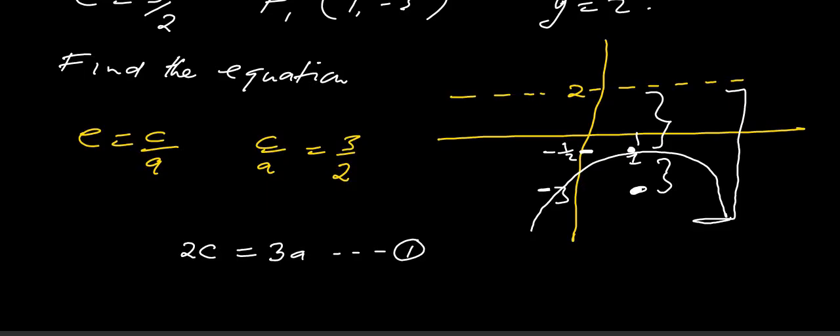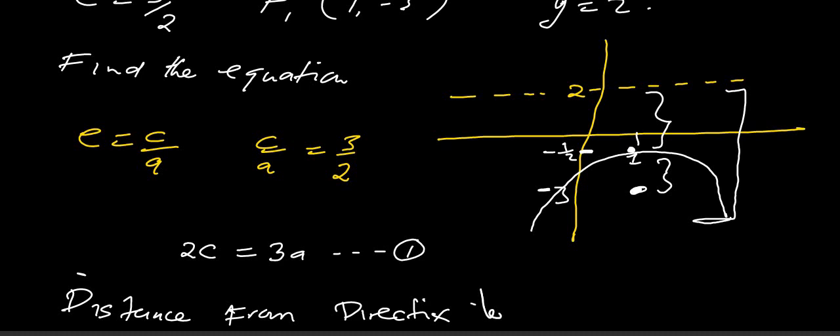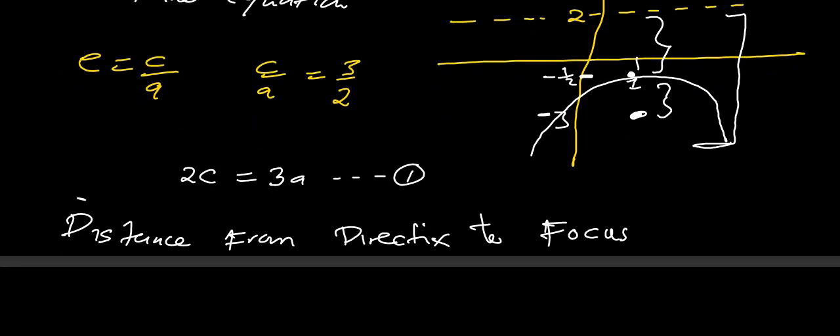We need this guy here. So I can write this equation here: distance from, let's say, directrix to the focus. The easiest way we can find it is by saying, the total distance here is going to be 5 units. We calculated it. It's just like we did 2 minus negative 3.